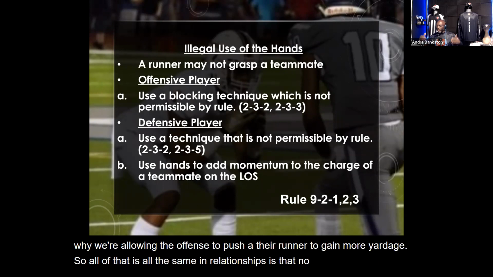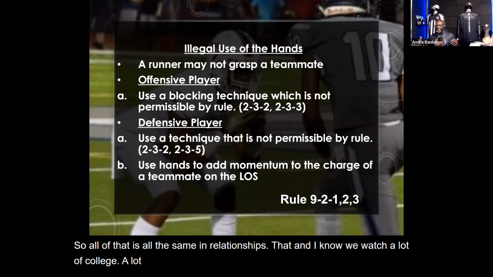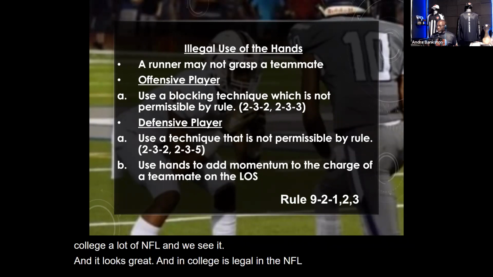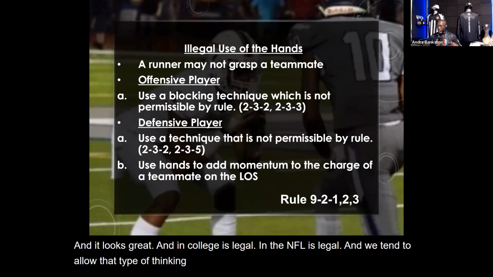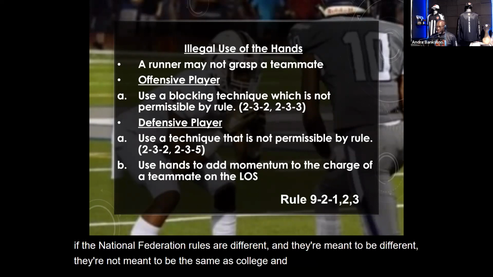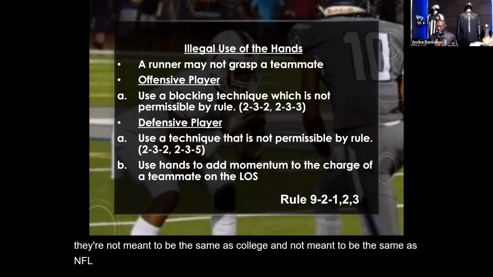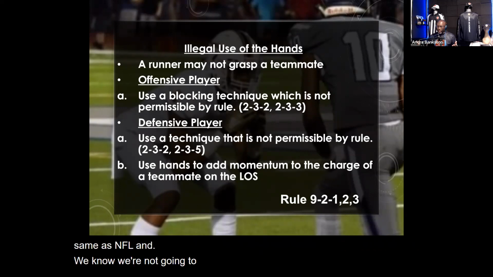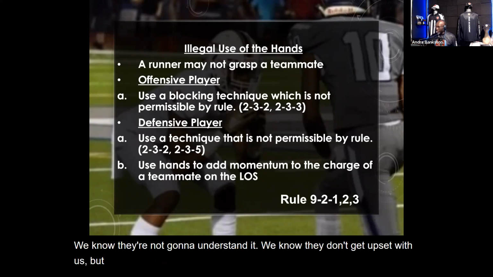Now, I know we watch a lot of college, a lot of NFL, and we see it, and it looks great. And in college it's legal, and in the NFL it's legal, and we tend to allow that type of thinking to seep into the way we rule games. But the National Federation rules are different, and they're meant to be different. They're not meant to be the same as college and not meant to be the same as NFL. And we know they're not going to understand it. We know they're going to get upset with us, but hey, that's just the way the cookie crumbles. All right, let's go on.